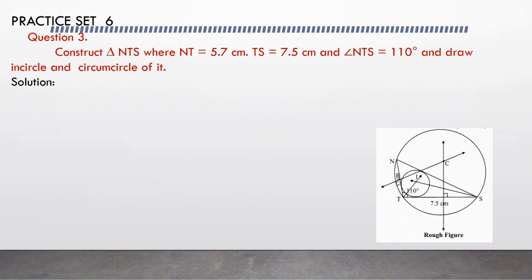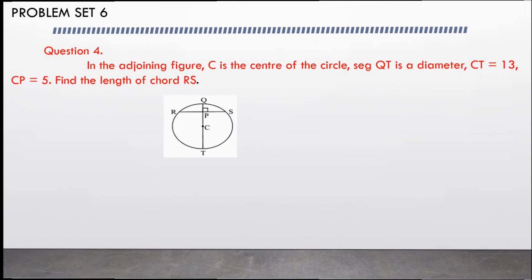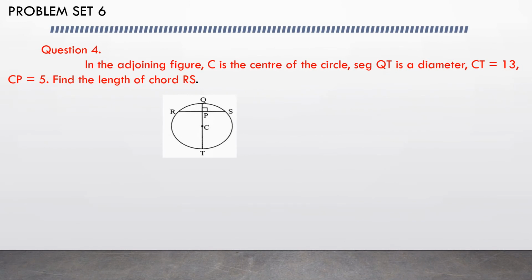One more example I am showing for your better understanding. Question number 4. In the adjoining figure, C is the center of the circle and segment QT is a diameter and CT is equal to 13, CP is equal to 5. Find the length of chord RS.